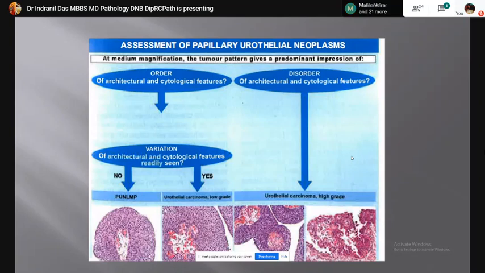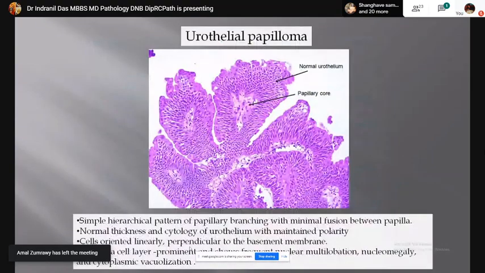And if the polarity is maintained, there is little variation in the nuclear sizes, then it will be diagnosed as urothelial carcinoma low grade. And if there is no cytological or architectural abnormality other than the increase in thickness with the papillary architecture, then the diagnosis of papillary urothelial neoplasm of low malignant potential should be assigned. Now, the next entity we will discuss is urothelial papilloma.